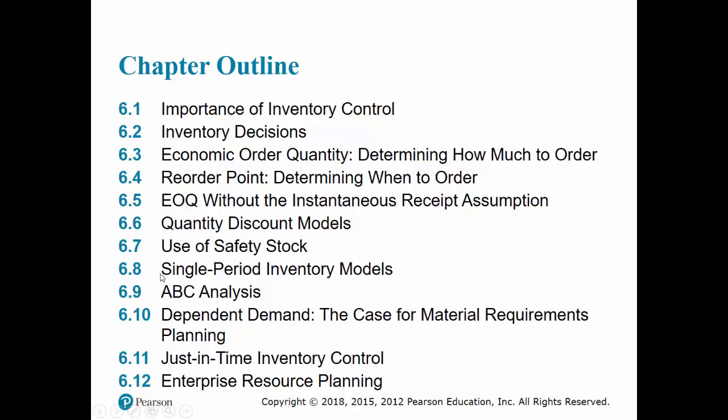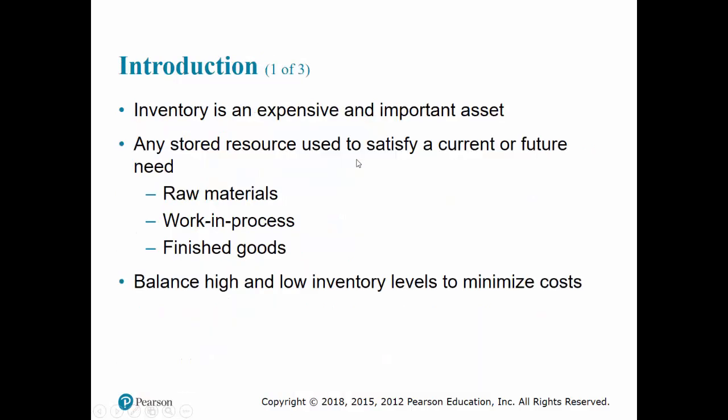Then we will look at a couple of standalone topics like single period inventory models and what's called ABC analysis for classification of inventory. And then the last part of the chapter will be on dependent demand inventory items. And dependent demand inventory items are, generally speaking, raw materials and parts that are needed for the production of the finished goods that we ship out from our plants. So this is the chapter outline. So let's start with a brief introduction to the concept.